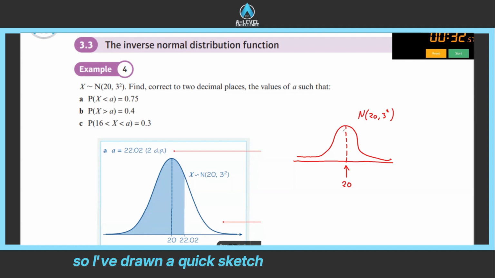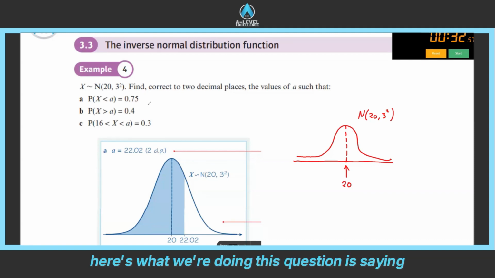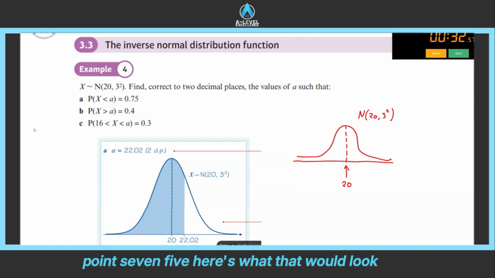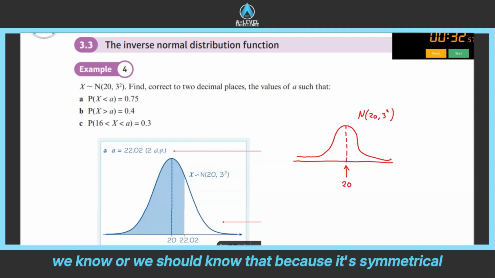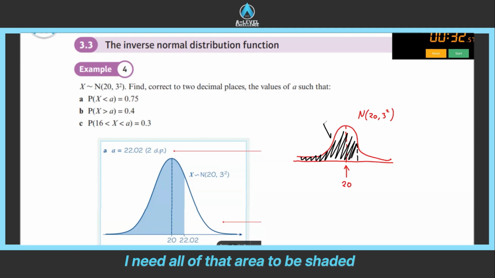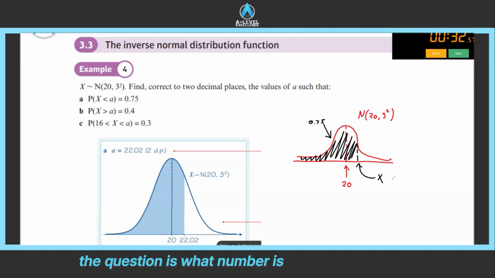So I've drawn a quick sketch of a normal distribution and I've drawn the middle of it. Here's what we're doing. This question is saying, where are you on the x-axis so that the area up to that point is 0.75? Here's what that would look like. We know, or we should know, that because it's symmetrical, it's 50-50. There's 50% to the left, 50% to the right. If I want an area of 75%, that means I have to be somewhere over here. So the question is this. I need all of that area to be shaded in because that area is 0.75. The question is, what number is this over here? That's what the inverse normal is asking.